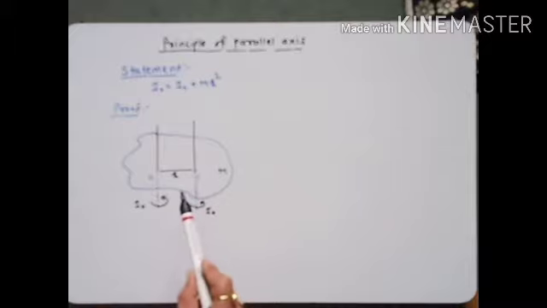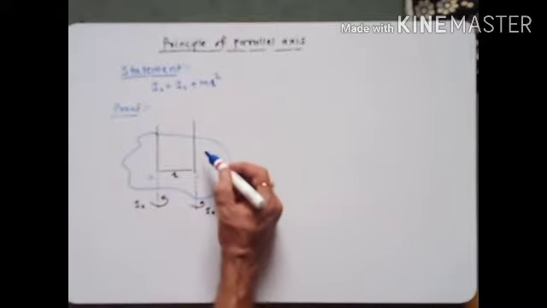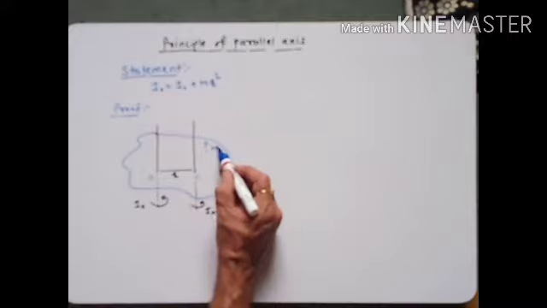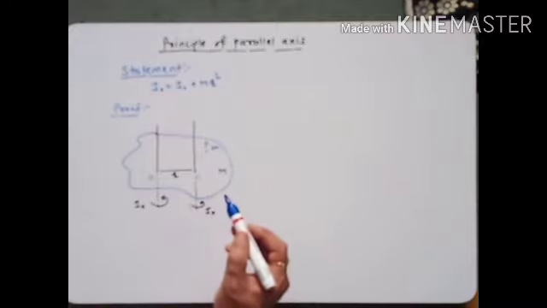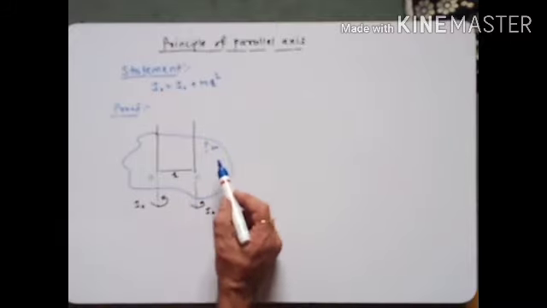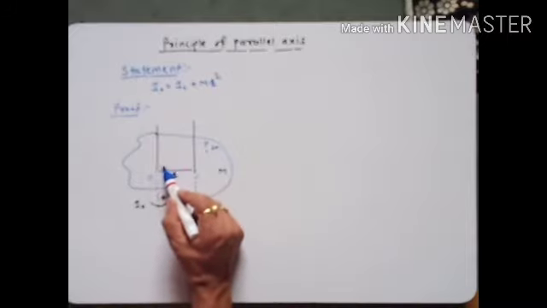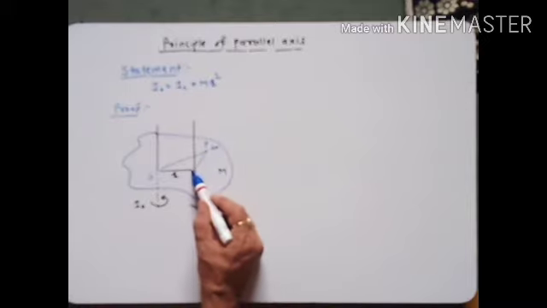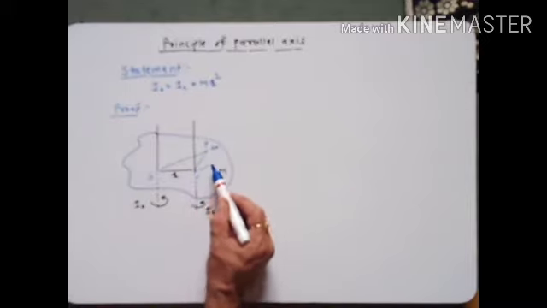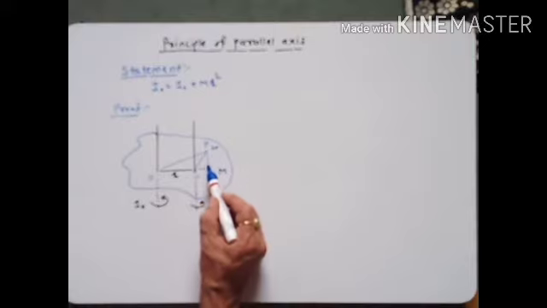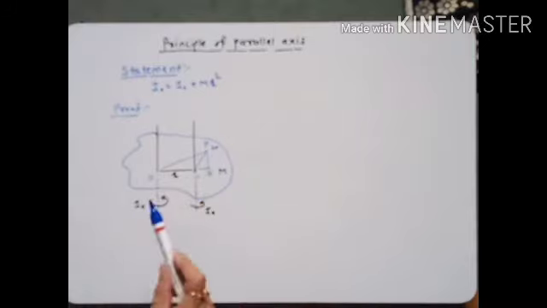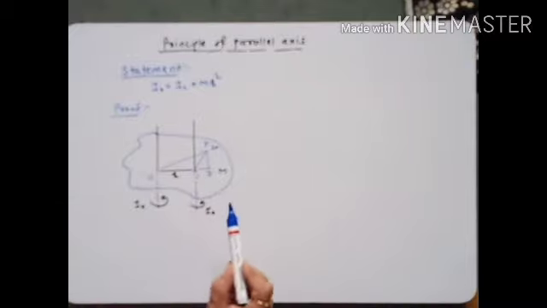Now to prove this, suppose we consider any point P of this body and a small mass dm is placed at this point P. Now we do some geometrical constructions. Suppose I join OP, suppose I join CP, suppose we extend OC and we draw a perpendicular from P. Suppose this perpendicular is D. That is, we get these triangles OPD and CPD.